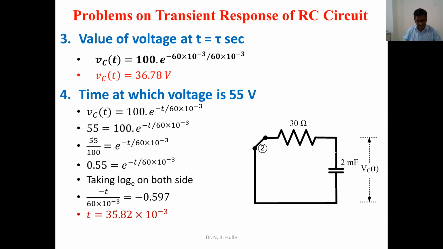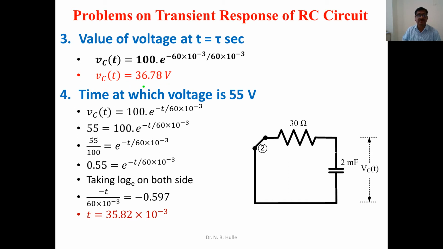Now the third point is the calculation of the voltage across the capacitor at t equal to tau. Whenever t is equal to tau, we substitute the value of t as tau, and tau is nothing but 60 millisecond. That is 60 divided by 60, that is 1, so e raised to the power of minus 1, and if we simplify this value, we get the voltage across the capacitor as 36.78 volt.